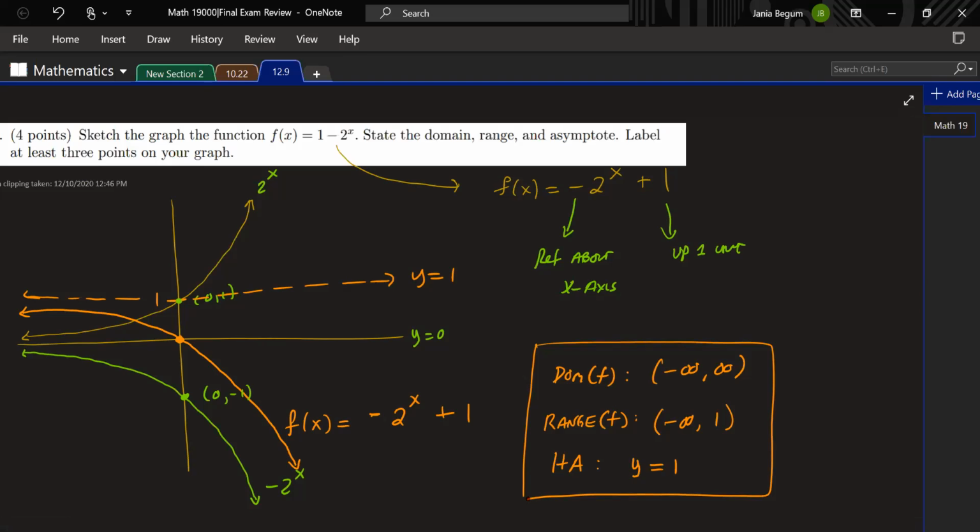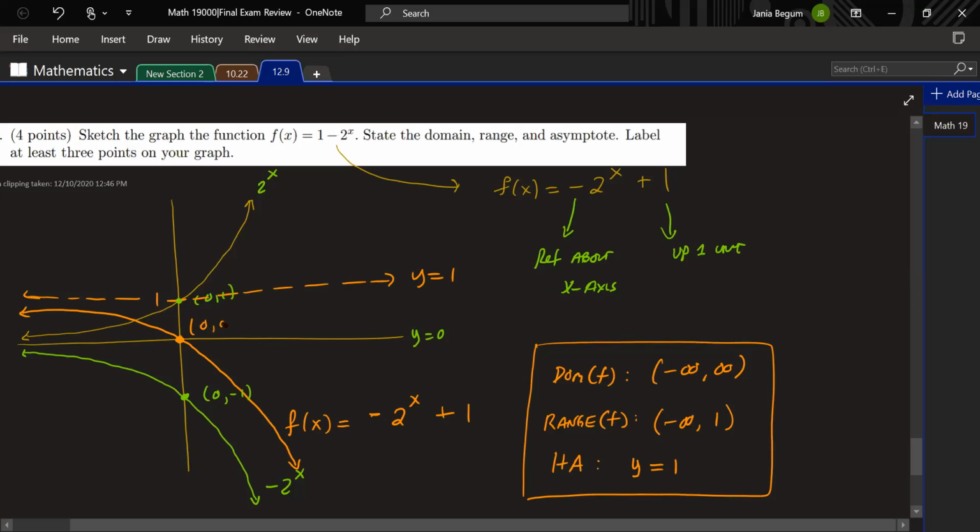Oh, label at least 3 points on the graph. So we only label 1 point. We need to label 2 more. So we have this point 0, 0. How can I label more points on the graph?